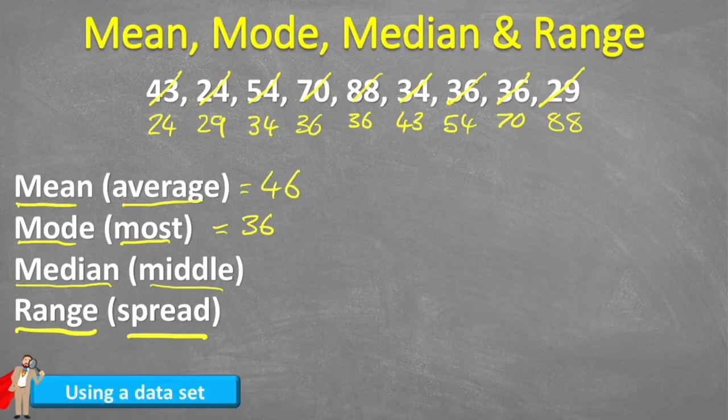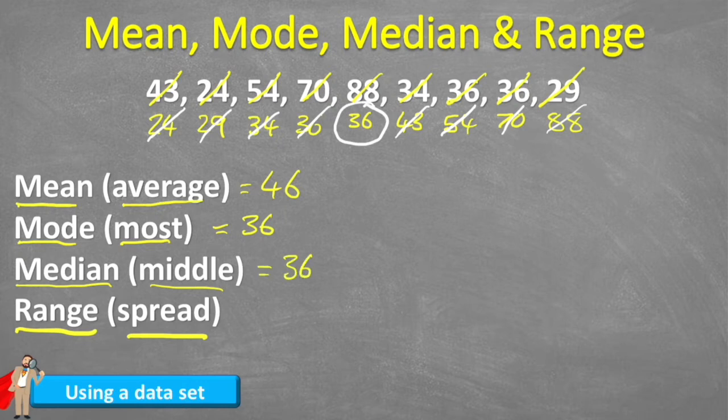And the way I like to get to the middle is just by simply knocking off the edges until I arrive at the middle. So I can knock off 24 and 88, 29 and 70, 34 and 54, 36 and 43, leaves me one number in the middle, 36. So my median is 36.